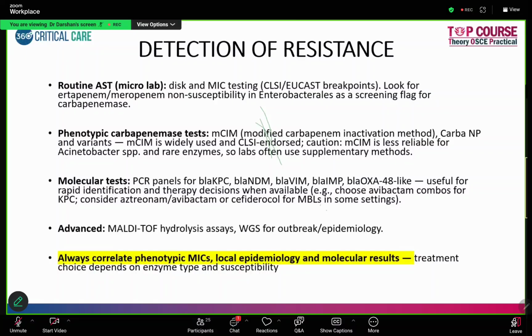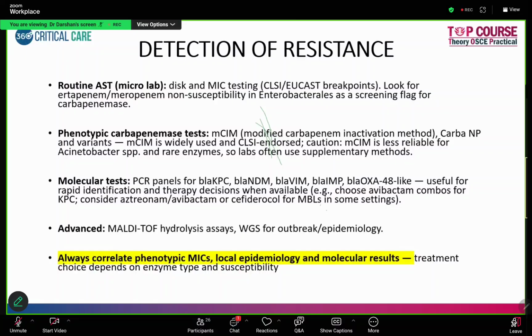So what do you do for detection of resistance? Primarily, the first and foremost thing that we do is routine antimicrobial testing, that is your antimicrobial sensitivity testing, AST. That is your routine micro labs which you do. It can be a disk technique or any other technique that your lab usually follows. Then we will get a preliminary report which will tell us whether this bacteria has a susceptibility or resistance to that particular antibiotic. That will usually be based on CLSI or EUCAST breakpoints, like I mentioned earlier. That is the first step in detection of resistance.